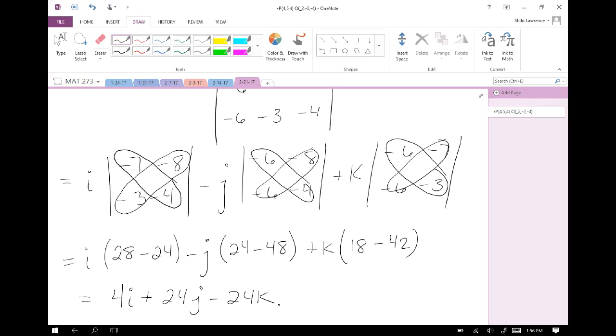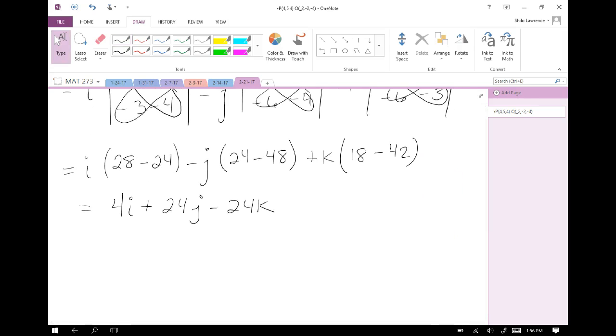Now, one thing that MyLabs Plus might be doing is simplifying this vector, because we don't care how long this vector is. We're only using this vector for its direction. And notice that all of those terms have a common factor. 2, but also something bigger, 4. We could technically, if MyLabs Plus doesn't take our initial answer, pull a 4 out, because we don't care how long this vector is.